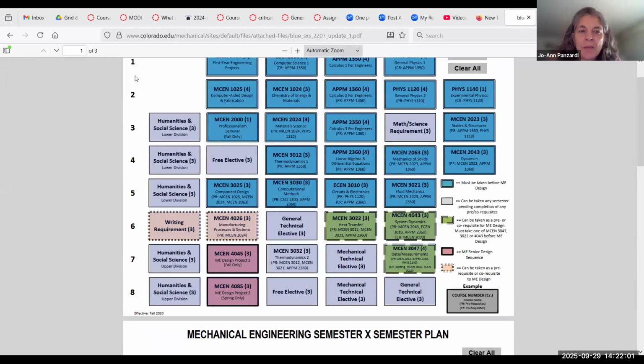And notice there's numbers down here. And notice there are 8 numbers. It's because there are 2 semesters in each year. So 1 and 2 is your freshman year, 3 and 4 is your sophomore year. So that means 1 to 4 is the lower division.